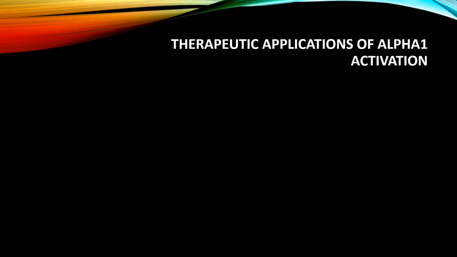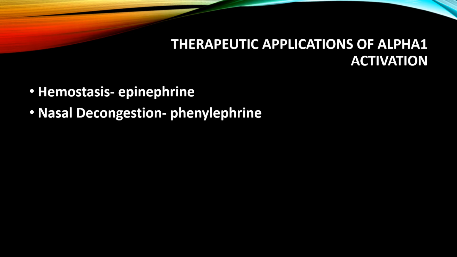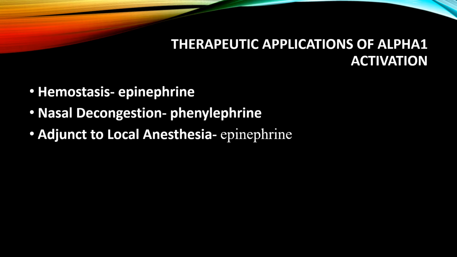Now for the therapeutic applications of alpha-1 activation, first is hemostasis. Alpha-1 stimulants are given to stop bleeding primarily in the skin and mucous membrane. An example of this is epinephrine, which can be applied topically. Another application is nasal decongestion. An example drug is phenylephrine. Drugs can relieve congestion by causing alpha-1 mediated vasoconstriction.